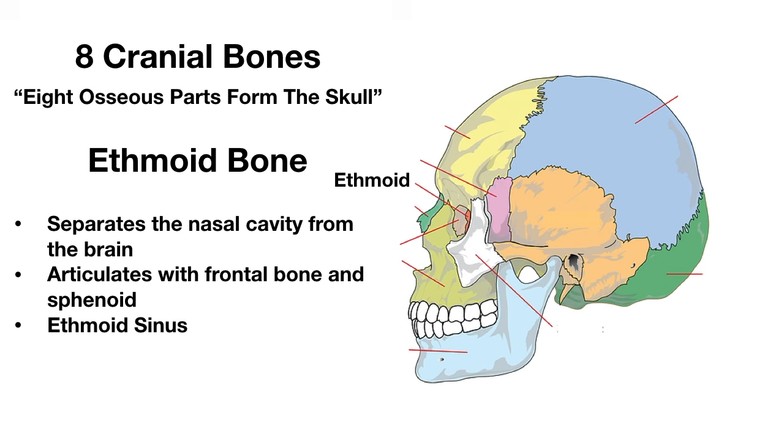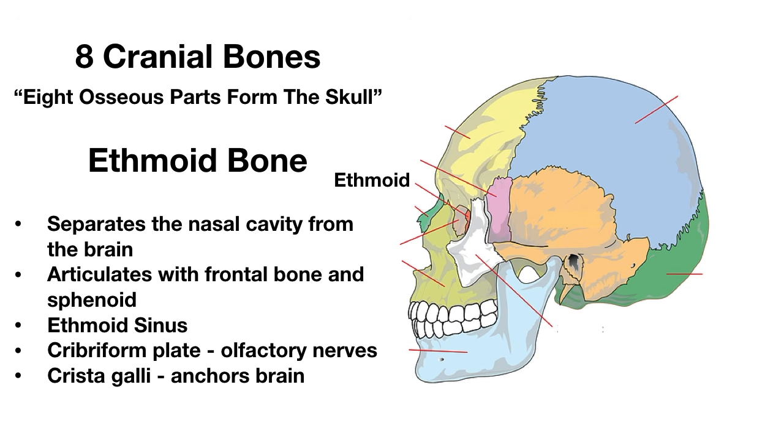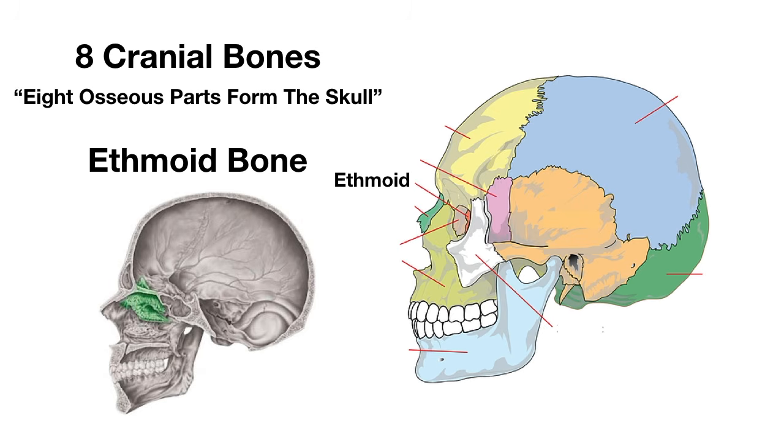A couple other features to know about the ethmoid bone include the cribriform plate and the crista galli. Starting with the cribriform plate, this is where the olfactory nerves travel through, so it's an important structure to know. Another key component is the crista galli. This is how the brain attaches to the skull without moving around. So there's a membrane that surrounds the brain, and this membrane attaches to a sail-like structure called the crista galli on the ethmoid bone.